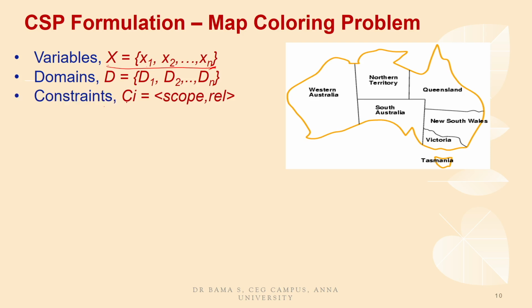The third formulation is the constraint, which is given in the form of scope and REL, which stands for relation. The scope is on the variable side, and the relation generally describes the values that the variables can take. We can describe that in the form of a constraint. I will give you an example so that it would be clear.